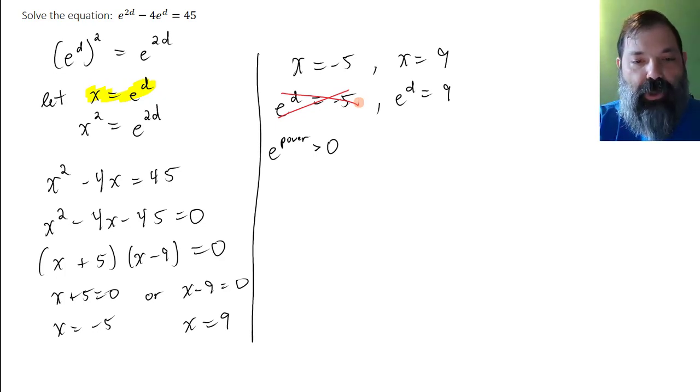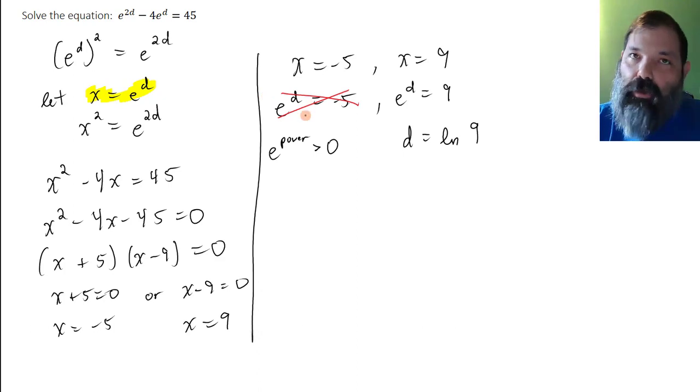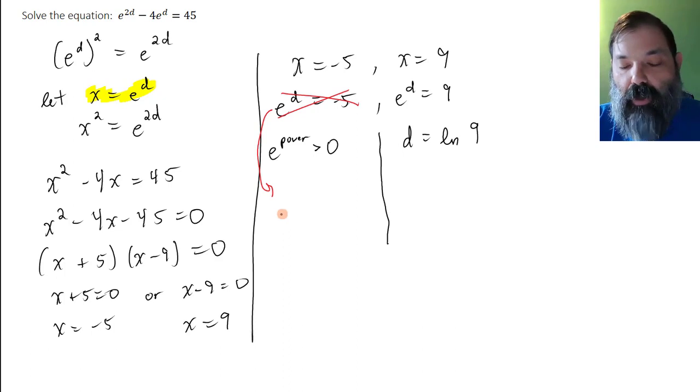Now, the other equation, e to the d equals 9, we can solve, and let's convert that to its logarithmic form. So then d would equal the natural log of 9. Now, if you didn't see that, and you had gone with that first equation and you converted it to its logarithmic form, then you would have said, okay, well then d is the natural log of negative 5.